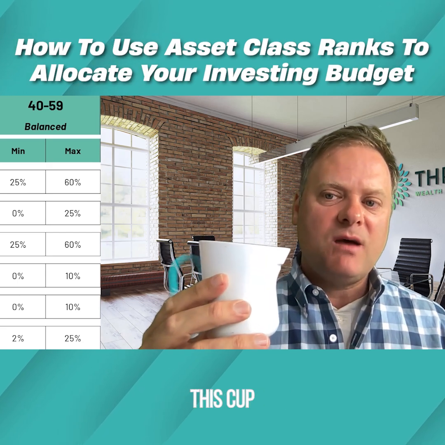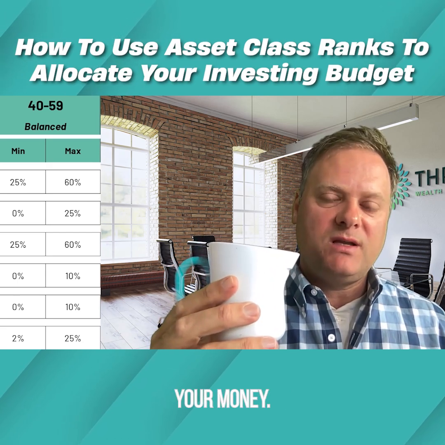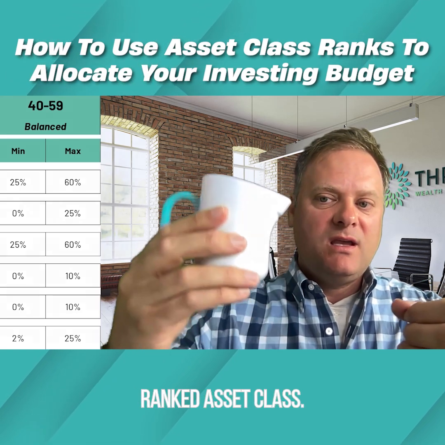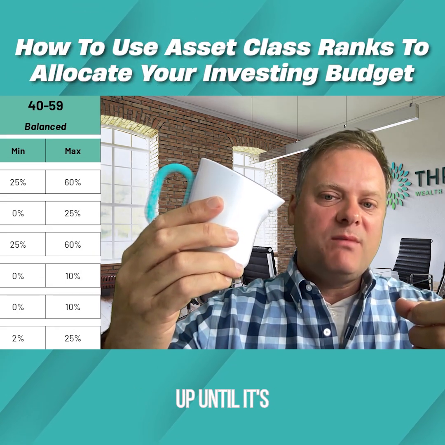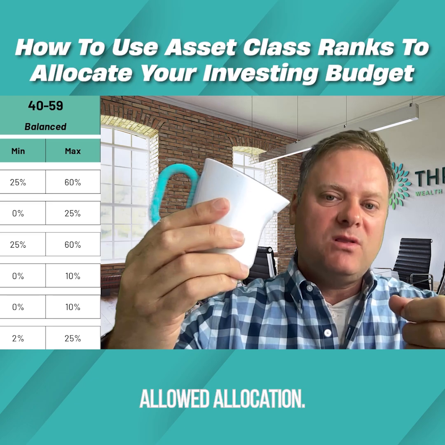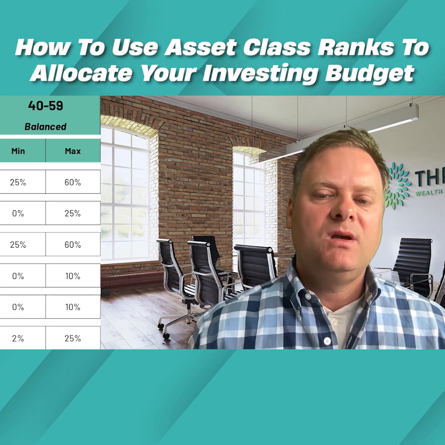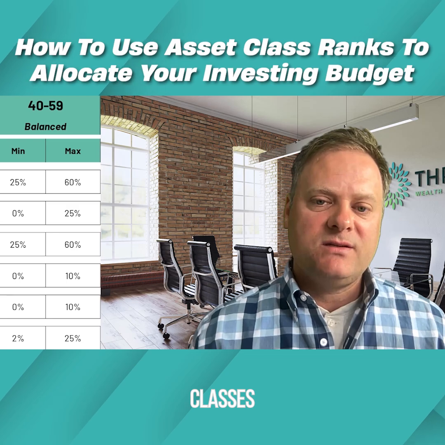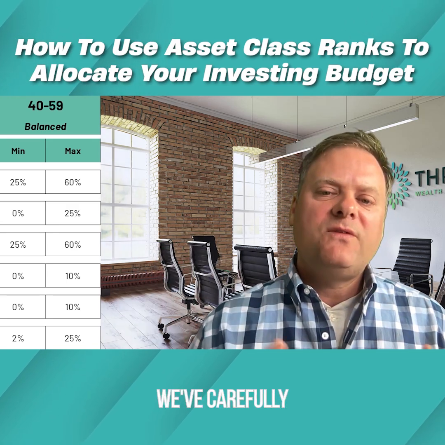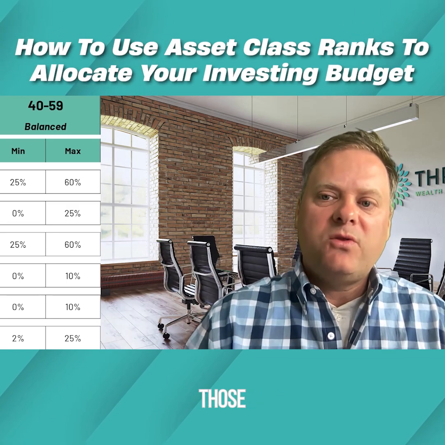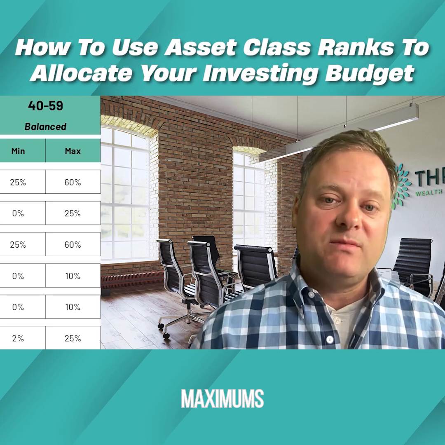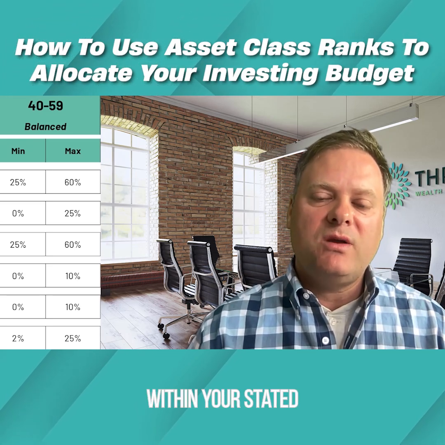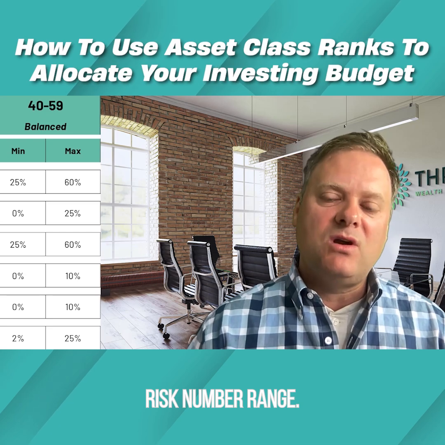So imagine this cup has 48% of your money. We then take the number one ranked asset class. We then fill that asset class up until it's reached its maximum allowed allocation. We then go to the second, third, and perhaps fourth ranked asset classes until this cup is empty. We've carefully chosen what those guardrails are, what the minimum and maximums are for different asset classes, so that at all times you're within your stated risk number range.